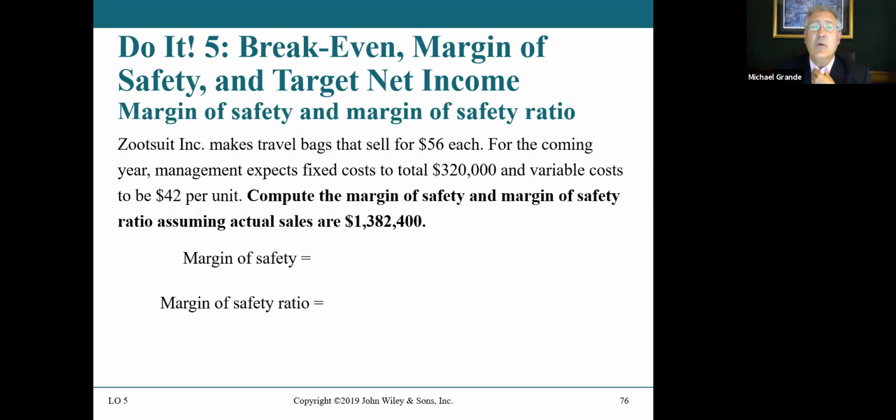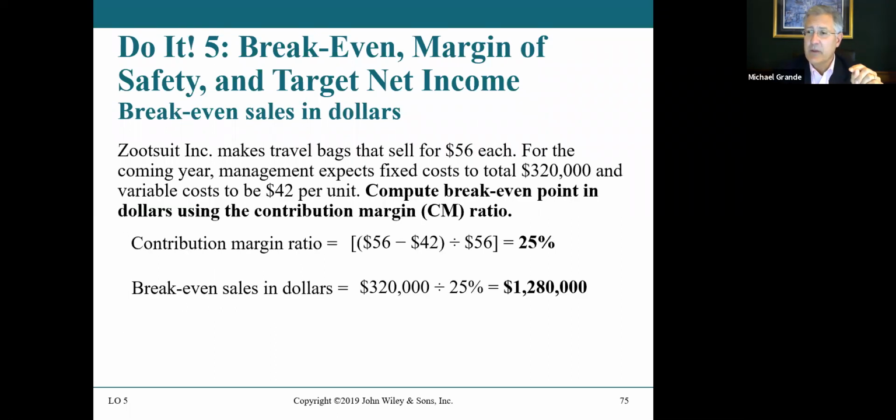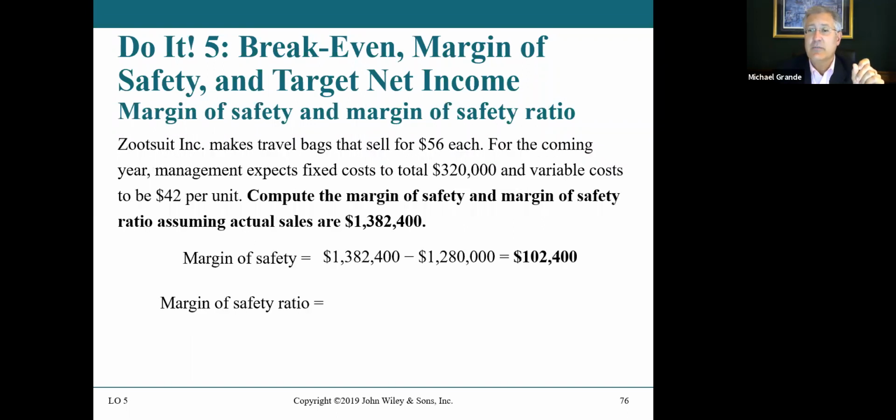The next question: what is the margin of safety? Compute the margin of safety, assuming actual sales were $1,382,400. The break-even point is $1,280,000. Margin of safety is $102,400. The margin of safety ratio is the margin of safety divided by the actual sales, 7.4%.